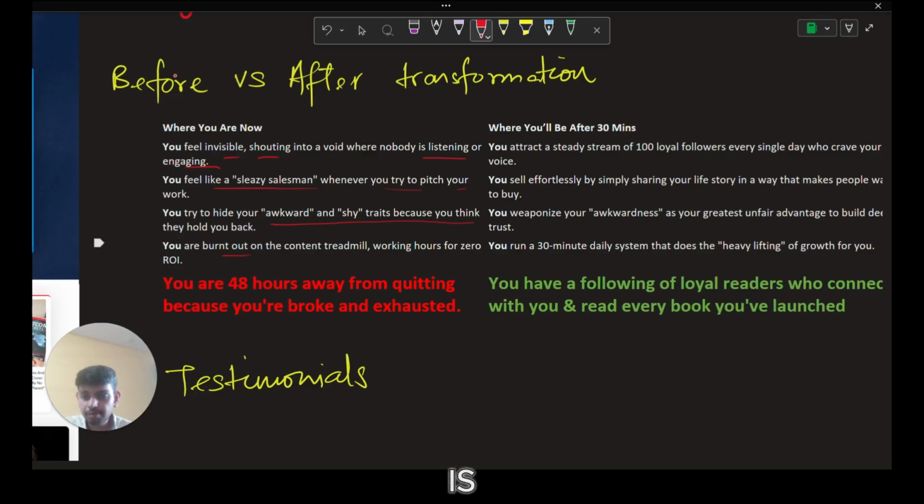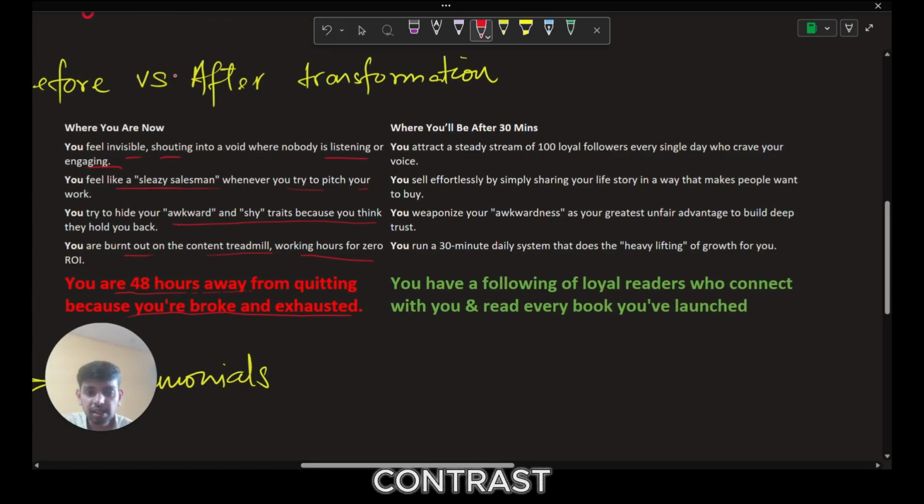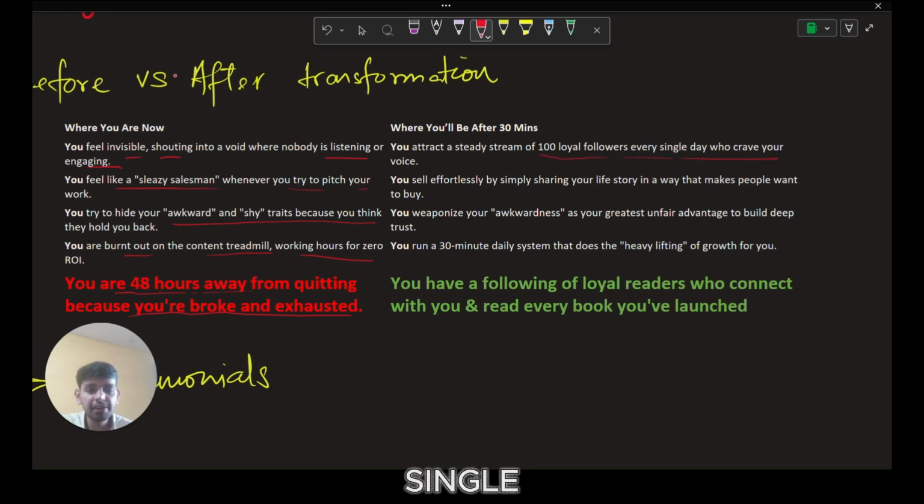You are burnt out. This is an external false belief. You are burnt out on the content treadmill, working hours for zero ROI. You are 48 hours away from quitting because you are broken, exhausted. So all of these are pain points I'm focusing on. And then on the contrast, what authors actually want is 100 followers every single day who crave your voice, who want to see you speak, want to know your story, want to buy your stuff. You sell effortlessly by sharing your life story.